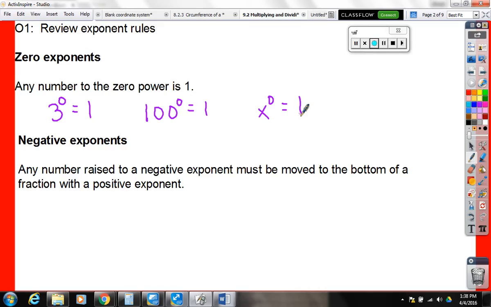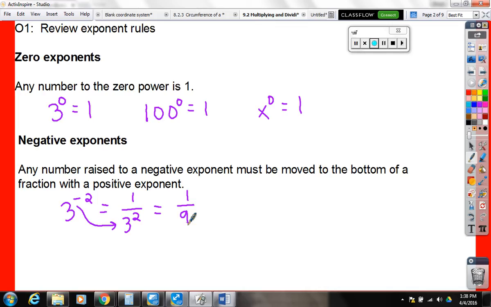Negative exponents. If you have a number that's raised to a negative exponent, what this means is you're going to take this number and write it on the bottom of a fraction with 1 as the numerator, and you're going to have a positive exponent. So we're taking 3 to the negative second power, we move it down here, and it becomes 3 to the positive second power. So to simplify this, we have 1 over 3 times 3 is 9. So 3 squared is 9. 3 to the negative 2 power is 1 over 9.